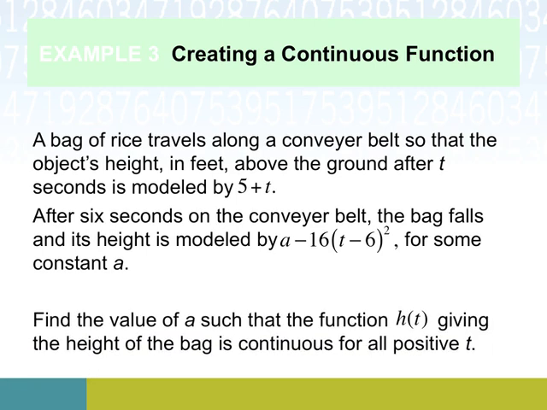So it's our job to find the value of a. If you notice that there's this kind of unknown constant snuck in here, we need to find the value of a such that this overall function, the height h of t, which gives the height of the bag, we want it to be continuous no matter what positive value of t we put in. I guess positive because we imagine the conveyor belt doesn't start until t equals 0 or something like that.